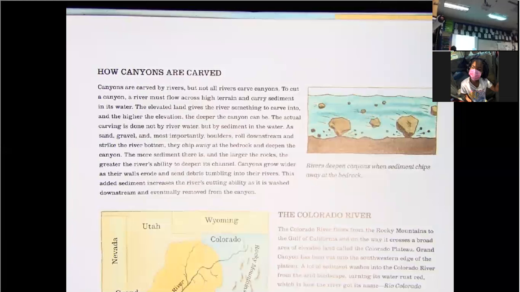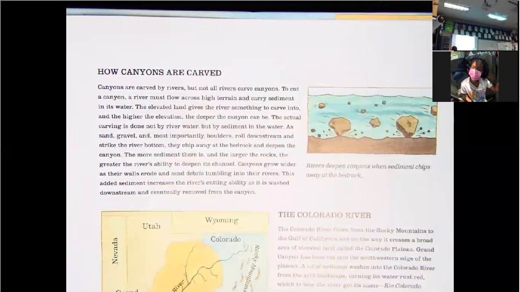The actual carving is done not by the river water, but by sediment in the water. As sand, gravel, and most importantly, boulders roll downstream and strike the river bottom, they chip away at the bedrock and deepen the canyon. The more sediment there is and the larger the rocks, the greater the river's ability to deepen its channel.